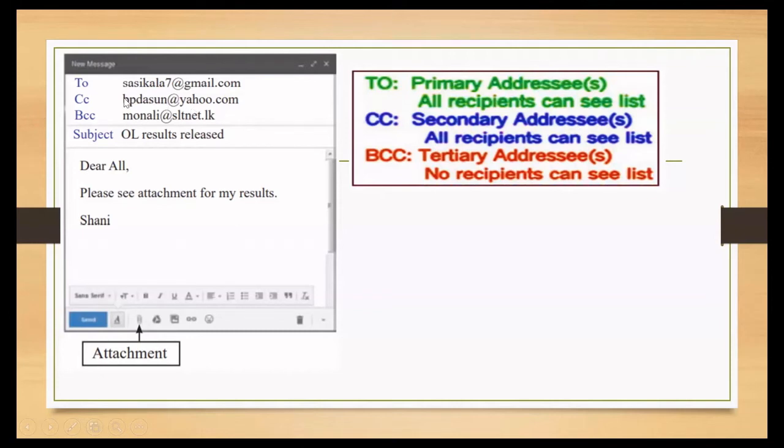Why are we using CC? Normally somebody informs some message to another person. They can inform, right? Example, let's take there is a letter from the Minister of Education to me. So they can send me that letter. Then they can put other email addresses, like my principal's address and zonal departments, zonal office addresses. They can put them as CC.